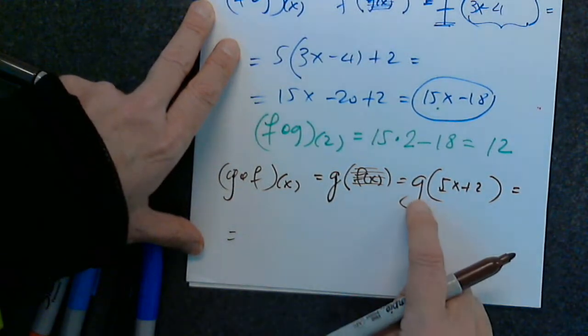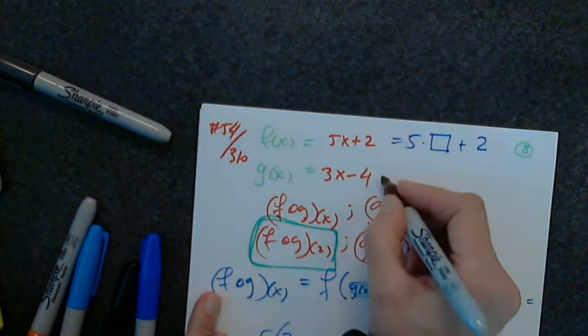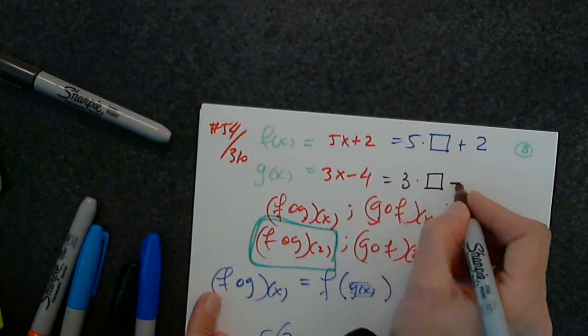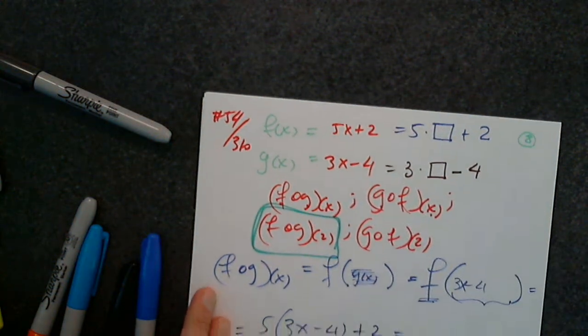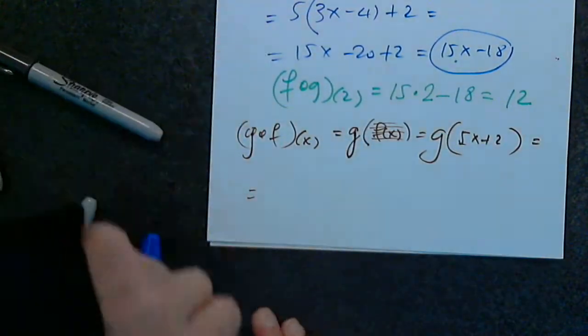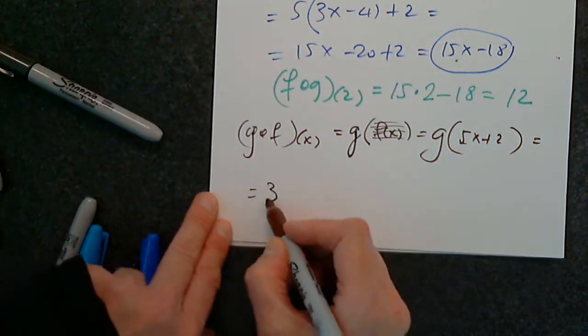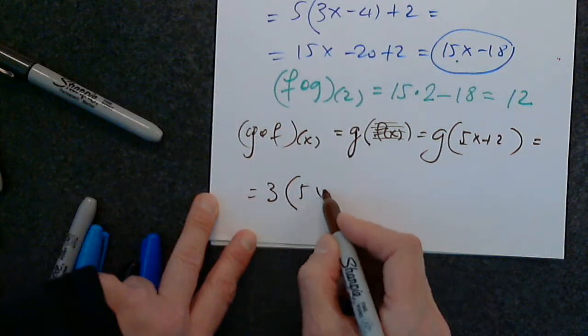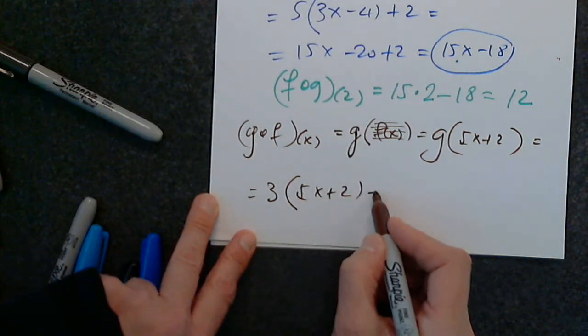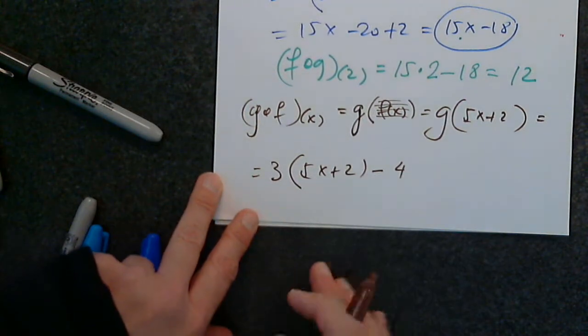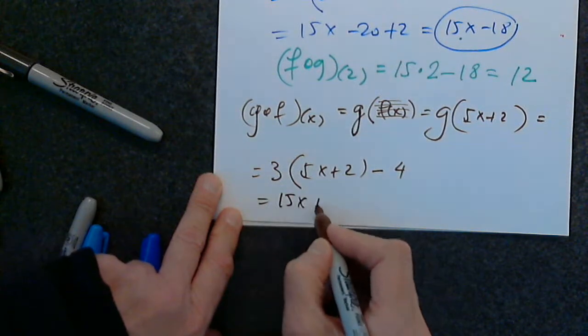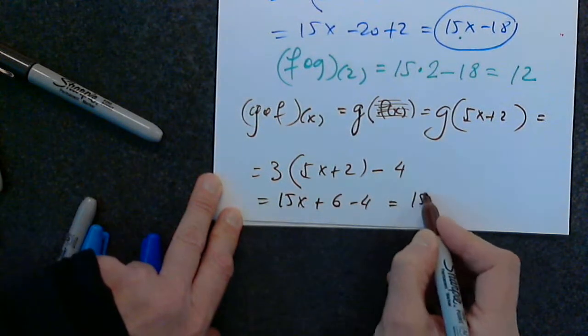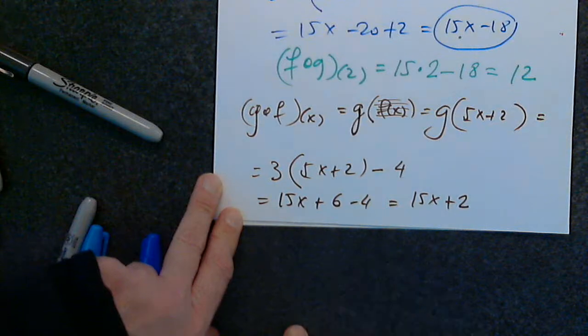And now I look at g. g says 3 times whatever you want and minus 4. So can anyone dictate? Yes, parentheses. 5x plus 2 minus 4. We distribute 15x plus 6 minus 4, 15x plus 2.